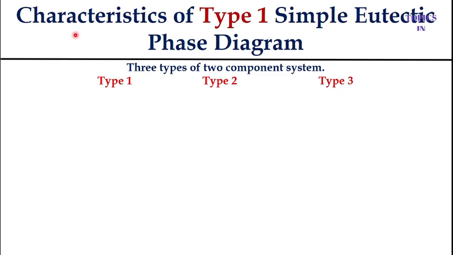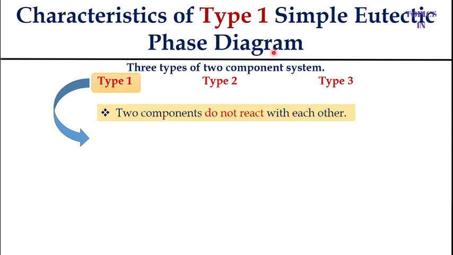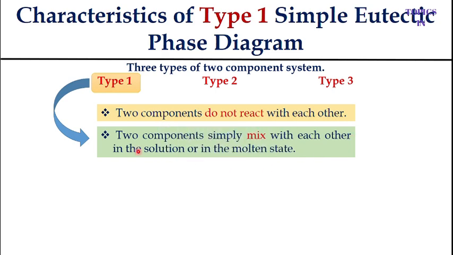So this is the heading: characteristics of type 1 simple eutectic phase diagram, binary eutectic phase diagram. What are the characteristics of type 1 simple eutectic phase diagram? Number one, the most important point: the two components do not react with each other. Number two, the two components simply mix with each other in the solution or in the molten state.